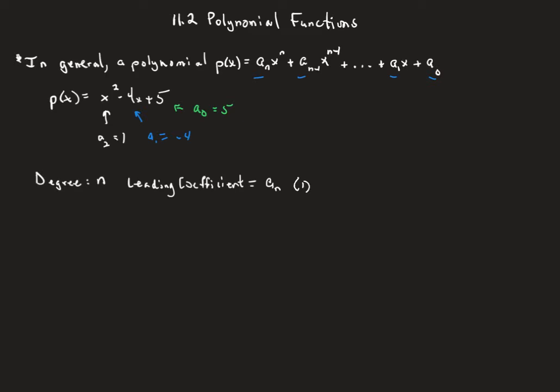And we'll talk about the constant. As I said before, the constant is the number that doesn't have an x next to it, or is the coefficient of x to the 0, if you like, and in our example it was 5.